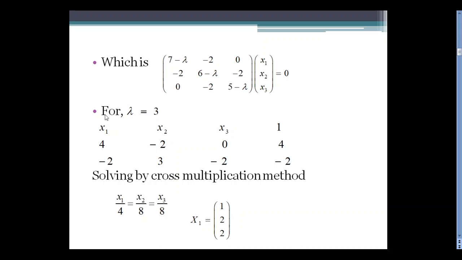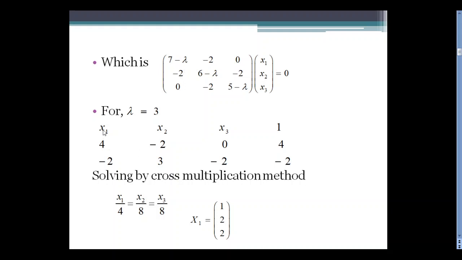For the first eigenvalue, lambda equal to 3, substituting in this equation we get 4, minus 2, 0; minus 2, 3, minus 2; 0, minus 2, 2. We get 3 equations. If we get the same equations, we should not consider them for cross multiplication. We have to take any two different equations; here I will take the first one and the second one.